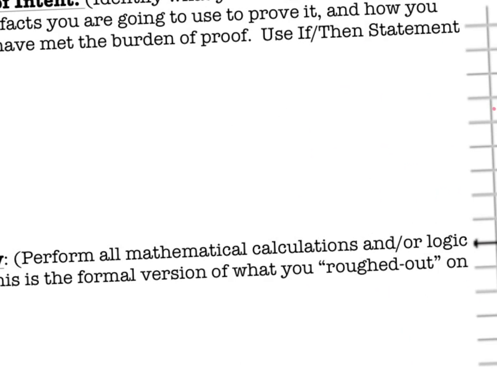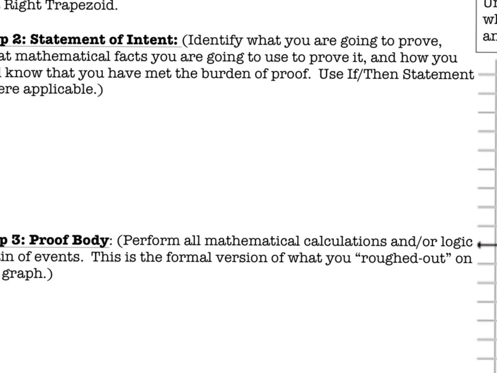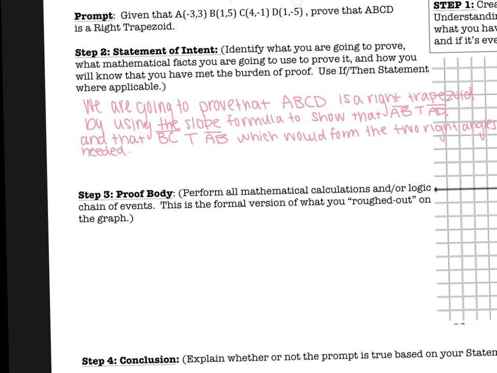So going back to the statement of intent section, we can start to say that we're going to use the slope formula to prove that certain lines are this and certain lines are that. Let me go ahead and write that down. The first part of our statement of intent, I wrote: we are going to prove that ABCD is a right trapezoid by using the slope formula to show that AB is perpendicular to AD and that BC is perpendicular to AB, which would form the 2 right angles that we needed. So that's the first part of my statement of intent.